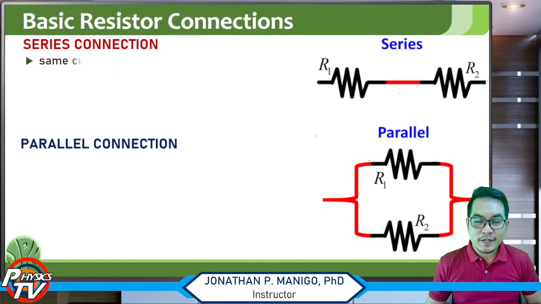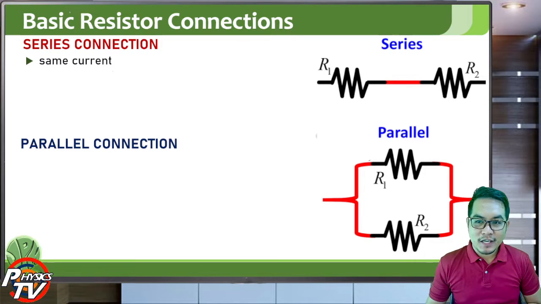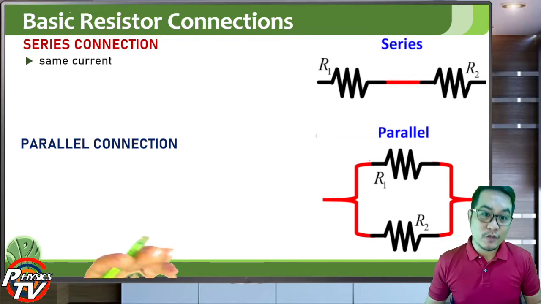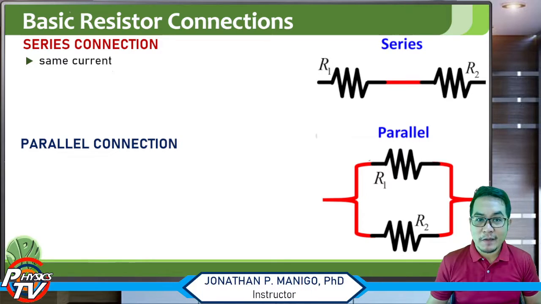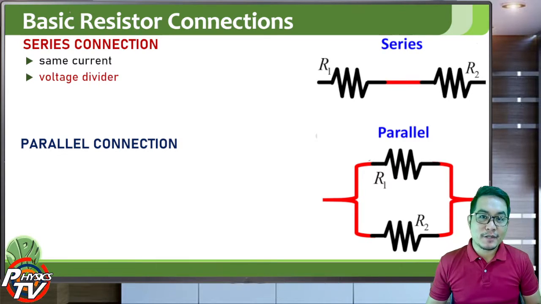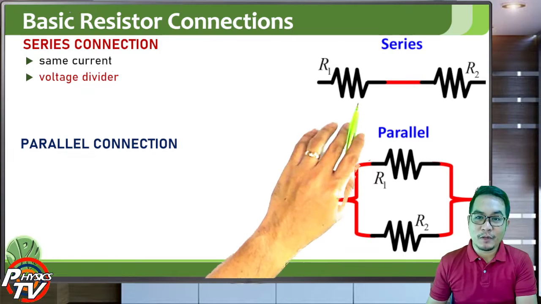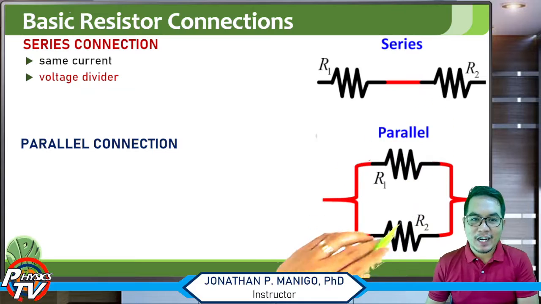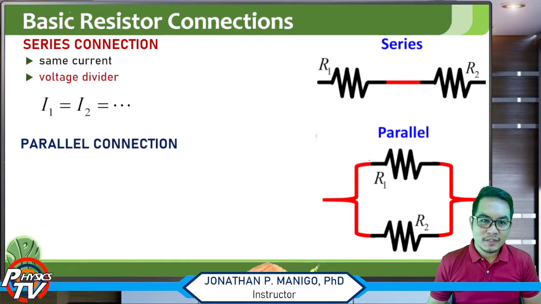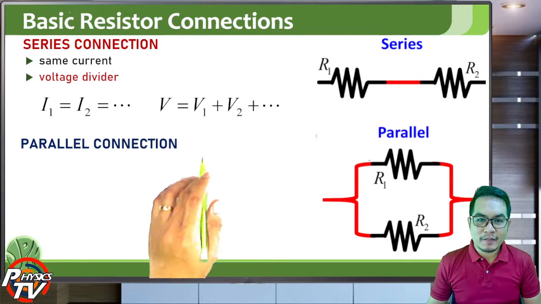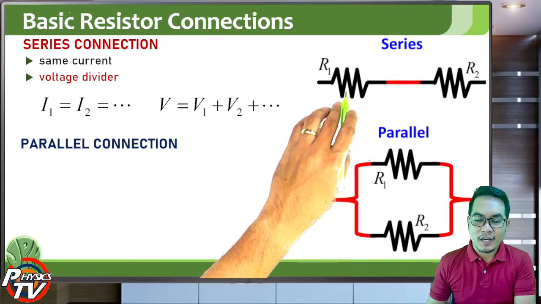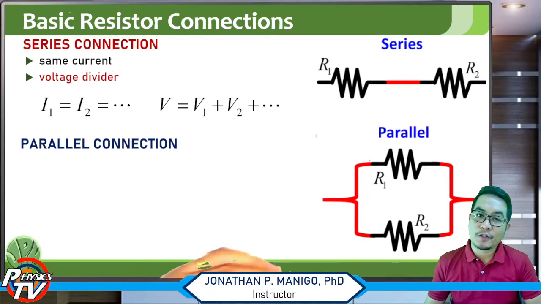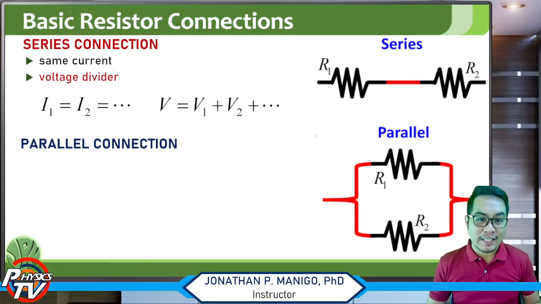So series connection is similar to capacitors. In capacitors, series connection has the same charge. In resistors, it's the same current, but the voltage is divided. So all series connections are voltage dividers. The voltage will now be distributed to R1 and R2. The current is the same, but the voltage is divided between resistor 1, resistor 2, resistor 3, and so on, depending on how many resistors are connected in series.